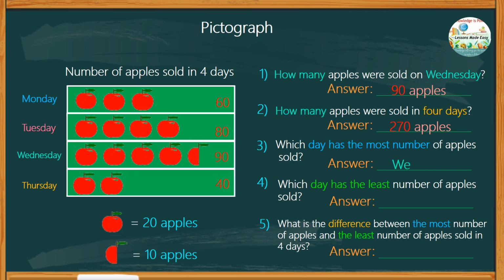And clearly, Wednesday has the most number of apples sold, and Thursday has the least. The difference between the most number of apples to the least number of apples sold is 50. It is pretty easy to interpret a picture graph, don't you think?